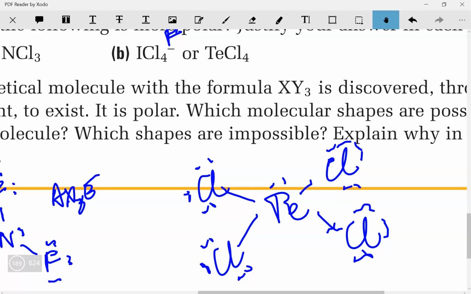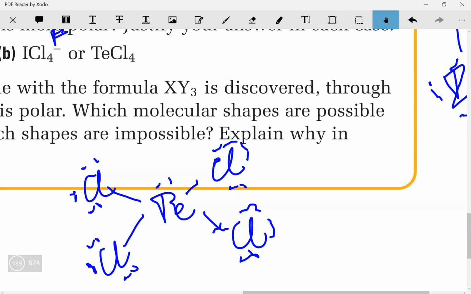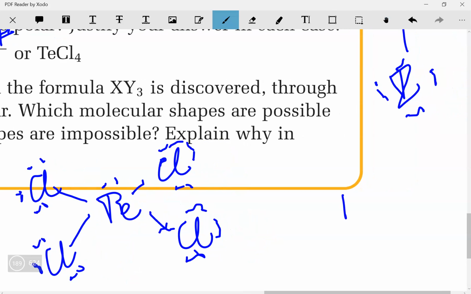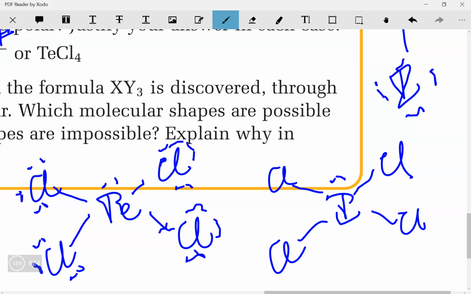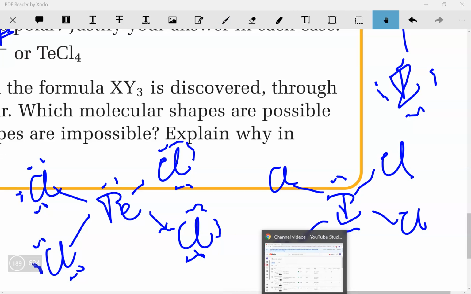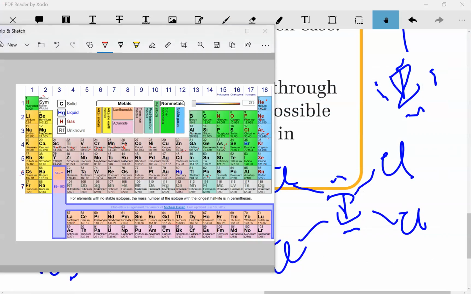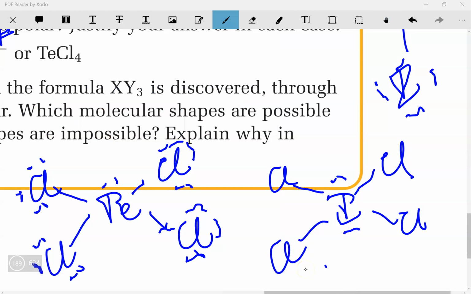ICl4 minus would be 35, 36. So here it would have 2 lone pairs. So we'll see. Sorry, it's hard to say which one's more polar. I'd probably say the ICl4 minus just due to the negative charge on it.